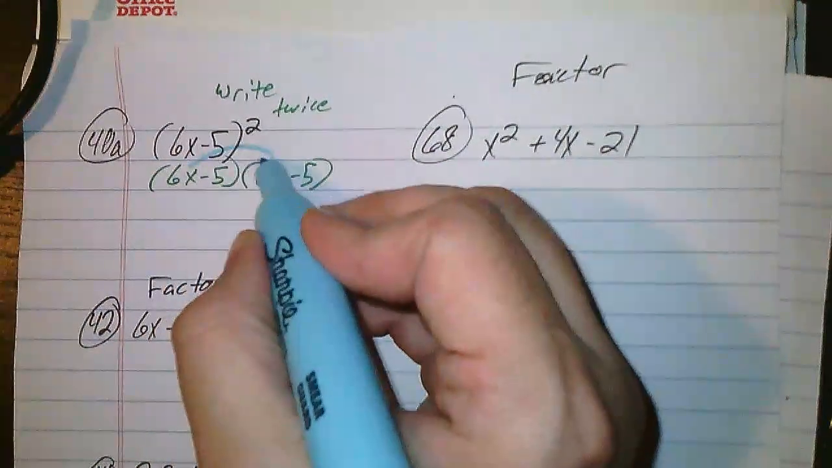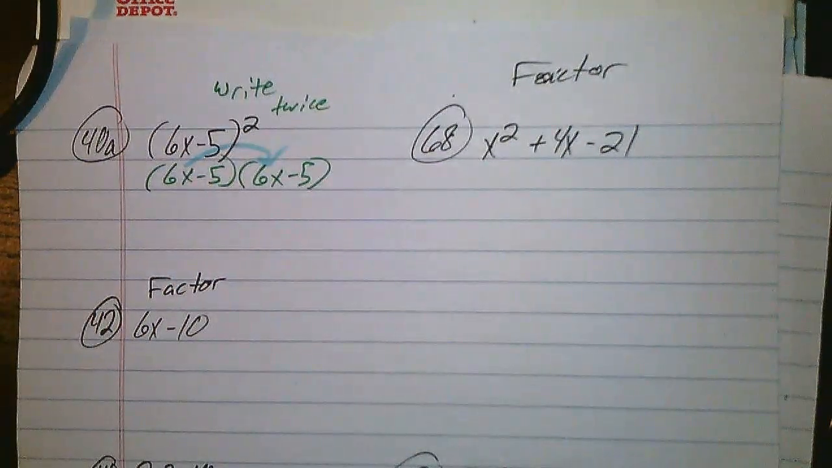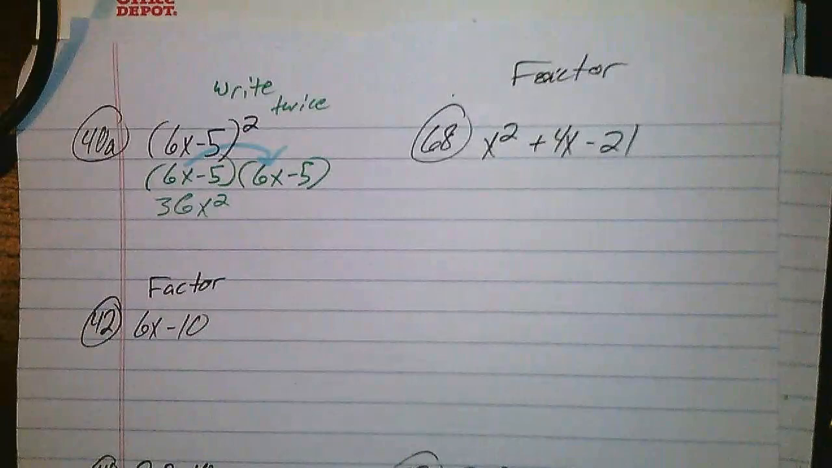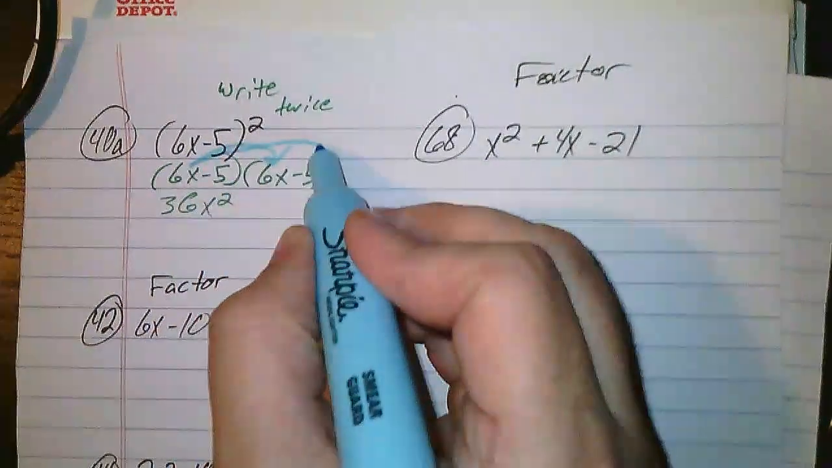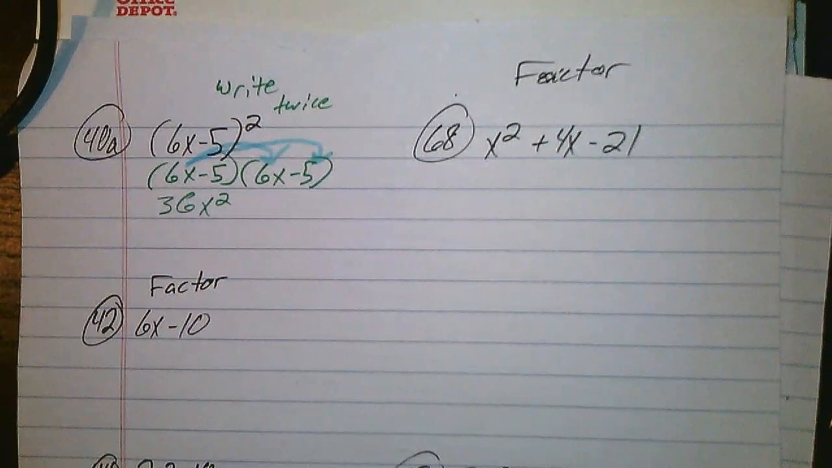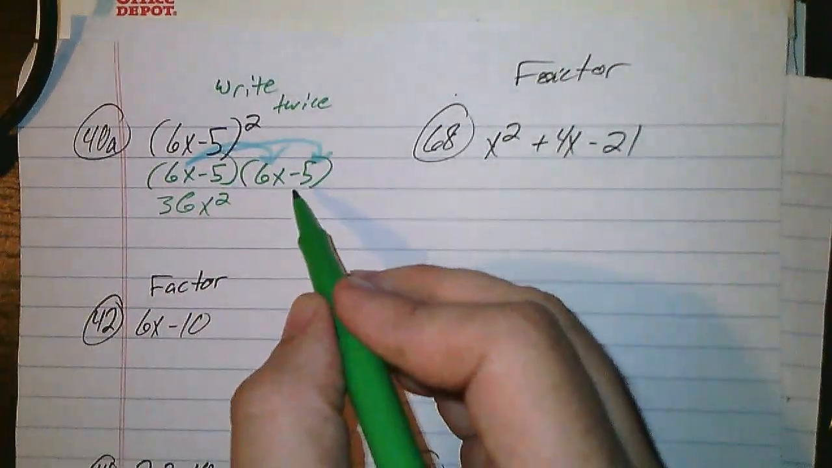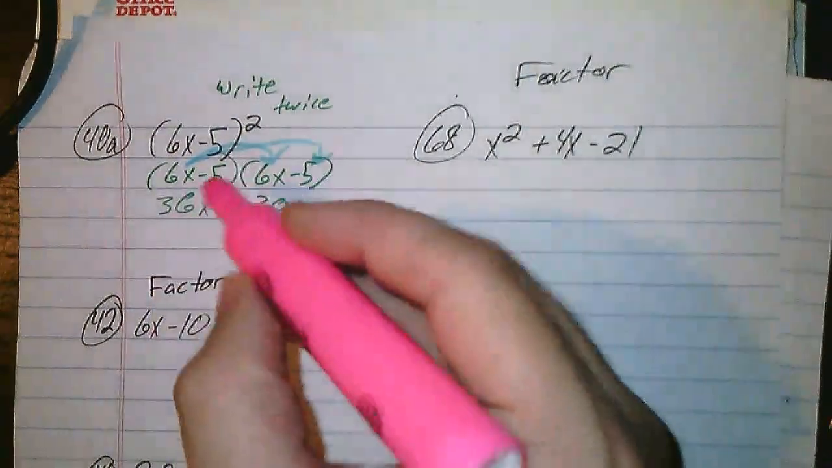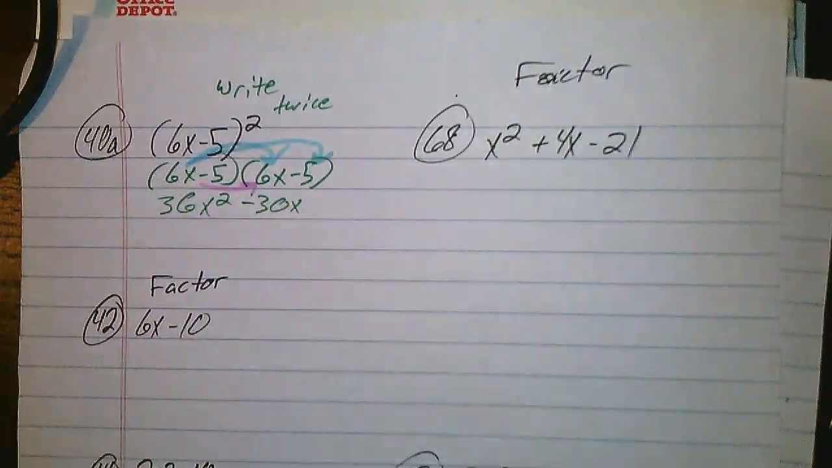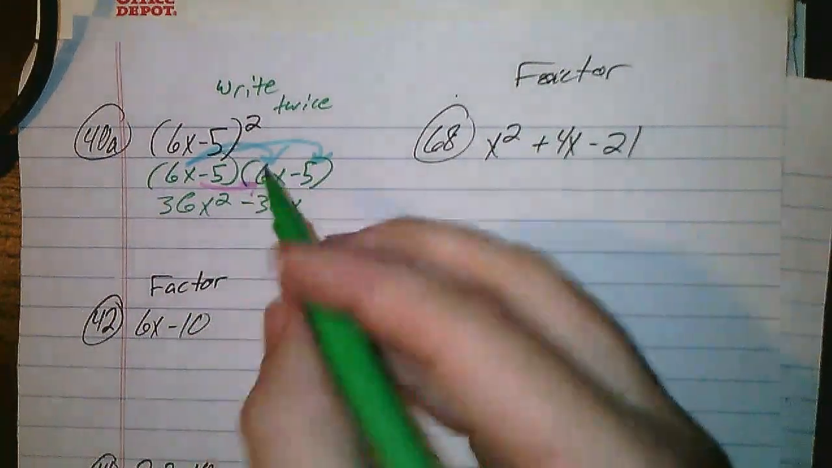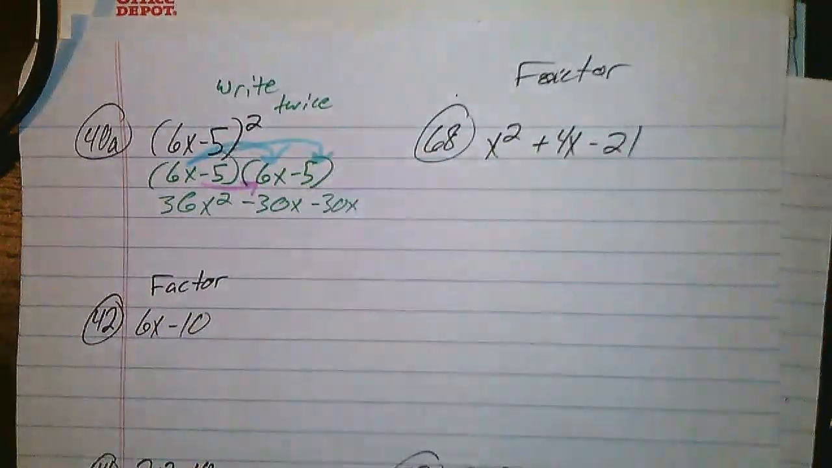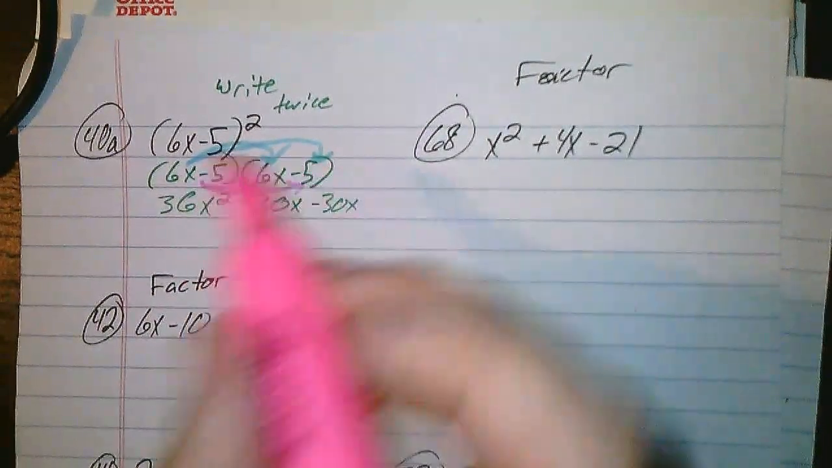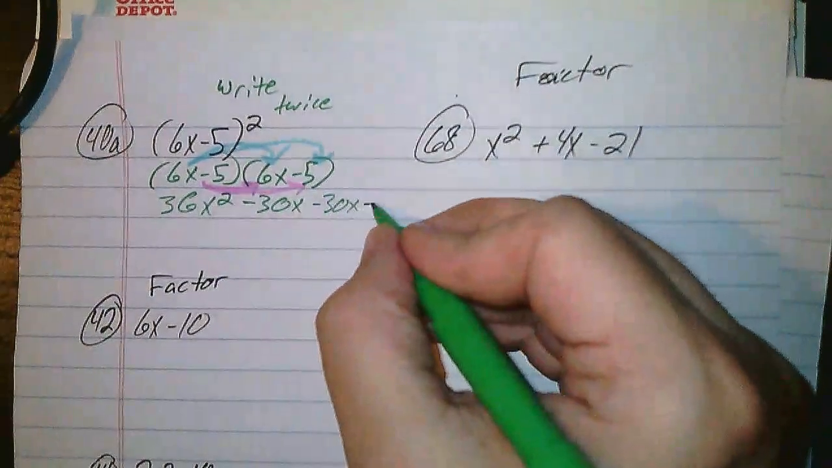So first times first, 6x times 6x. 6 times 6 is 36. X times x is x squared. We continue to FOIL by doing outside times outside. 6x times -5 is -30x, which we will also get multiplying inside times inside. -5 times 6x is -30x. And don't forget about the signs. It's -5 times -5, which is a positive 25.